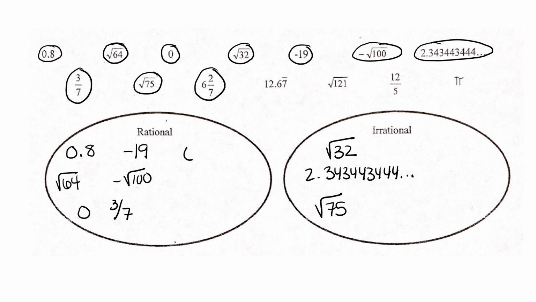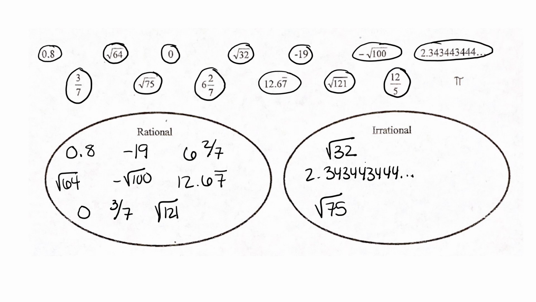The fraction 6 2/7 is going to be rational. All fractions are rational. The decimal 12.67 repeating is rational. All repeating decimals are rational. The square root of 121 is rational. We can solve that into 11 times 11. 12 over 5 is rational because it's a fraction. All fractions are rational. And the last one is pi. Pi is irrational because it's a symbol.